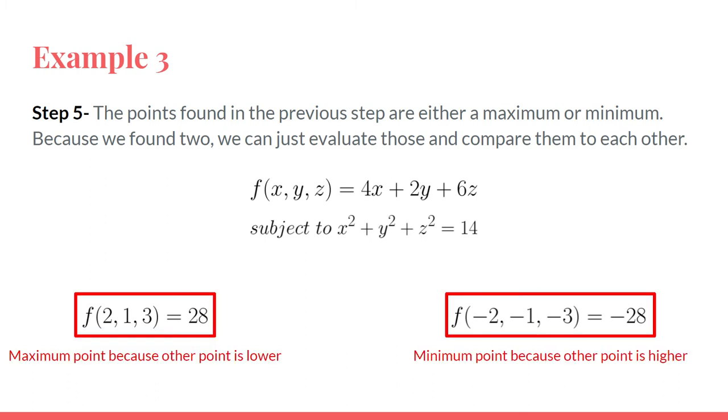Because 28 is the higher value, we can say that 2, 1, 3 is the maximum point. And because minus 28 is the lower value, we can say that minus 2, minus 1, minus 3 is the minimum point. Therefore, we found a maximum point and a minimum point for our objective function, and we now know values for our decision variables that both maximize and minimize our objective function.